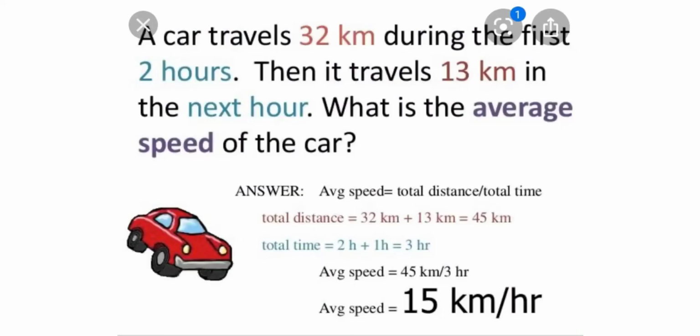Let us see another example. A car travels 32 km during the first 2 hours, then it travels 13 km during next 2 hours, and we are asked to find the average speed. So average speed is equal to total distance upon total time. Total distance is 32 km plus 13 km, that is 45 km, and total time is 2 hours plus 1 hour, that is 3 hours. So average speed is equal to 45 by 3, that is 15 km per hour.